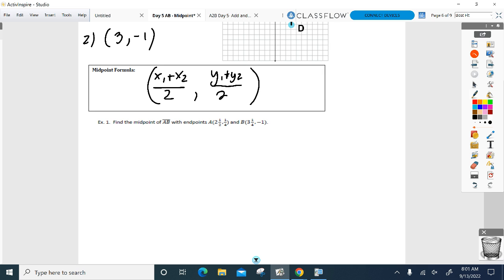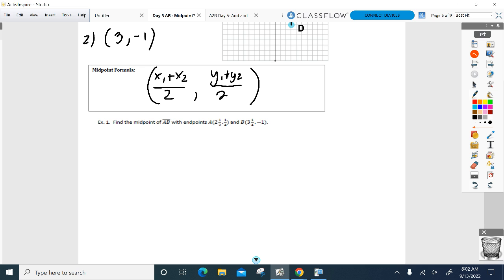All right, find the midpoint of AB. There are your endpoints. Remember what you called those back in elementary school? Mixed numbers. Great job. Do you know your calculator can do mixed numbers? You've ever seen that? It can. Let's set it up first and I'll show you.